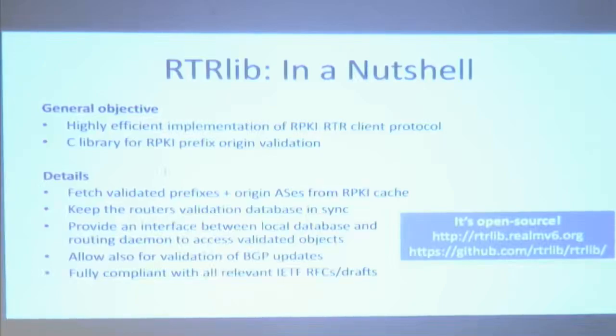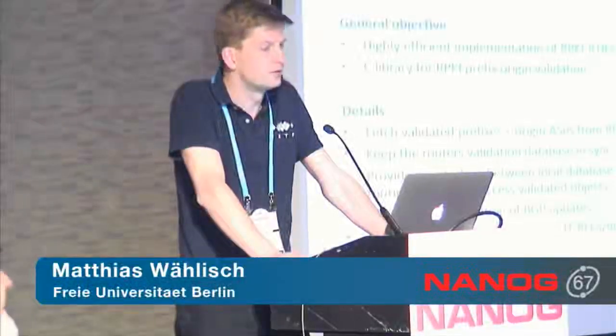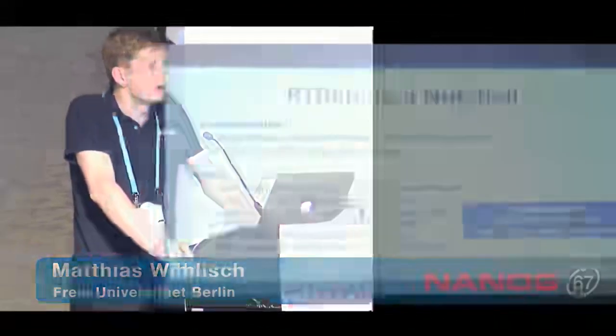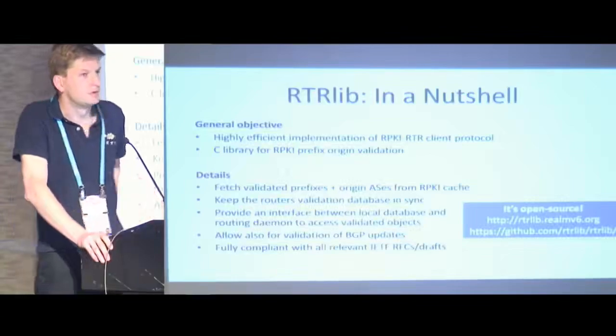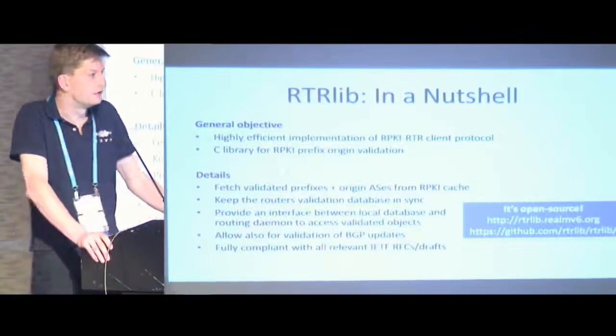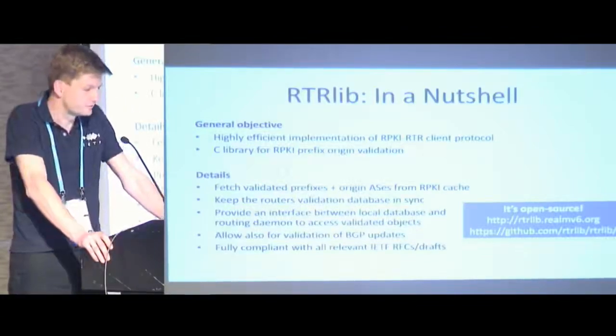What is the RTRlib? The RTRlib is a library that implements the router part of the origin validation, which basically means it fetches the validated prefixes from a cache server, stores the data locally in a data structure, and keeps this data structure in sync. It also provides you with functions to validate an arbitrary prefix and check if the origin is correct or not. This library is implemented in C and as such is highly efficient and resource friendly.